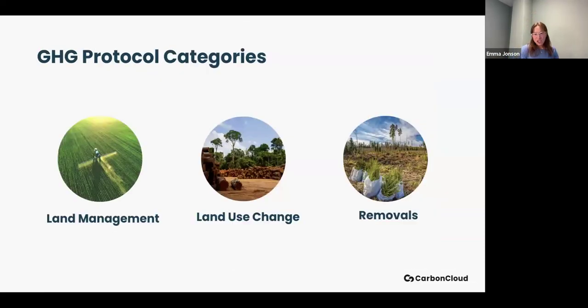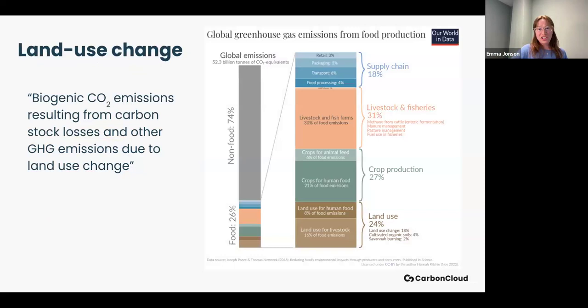So that was land management. Let's move on to land use change. What is land use change? Well, according to the Greenhouse Gas Protocol, the definition is biogenic CO2 emissions resulting from carbon stock losses and other greenhouse gas emissions due to land use change. Those are the emissions that we want to measure.